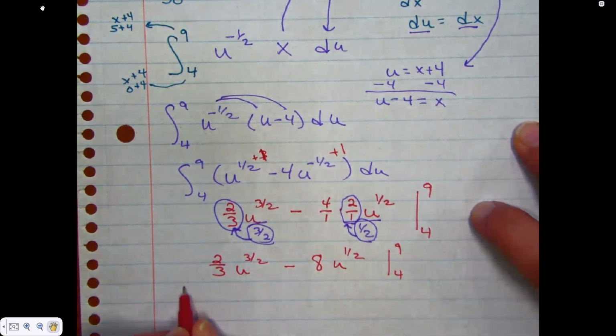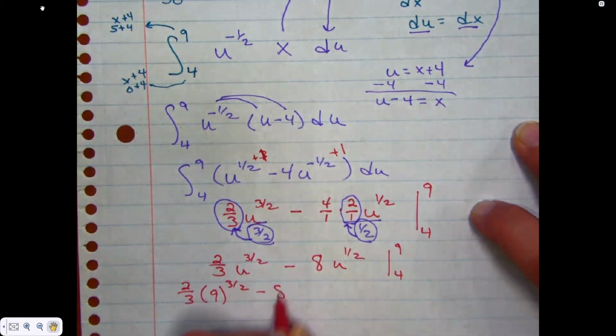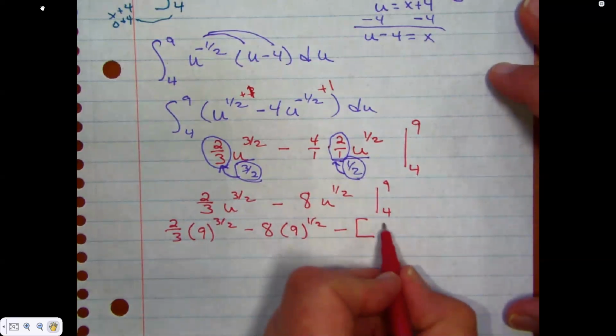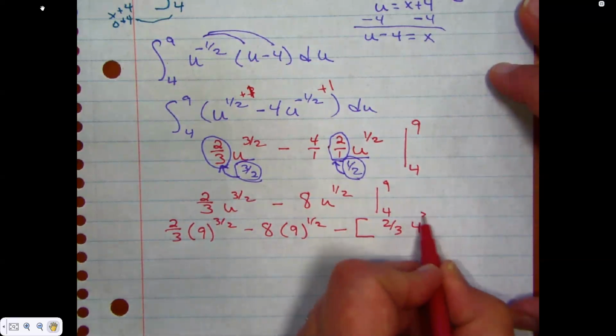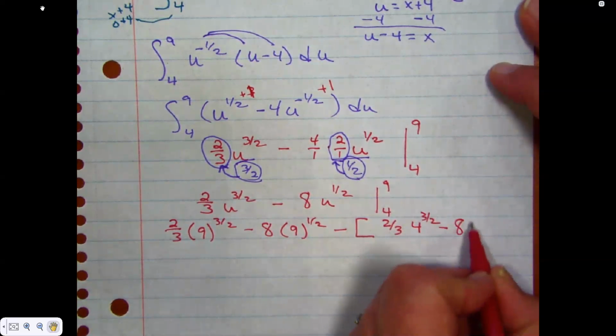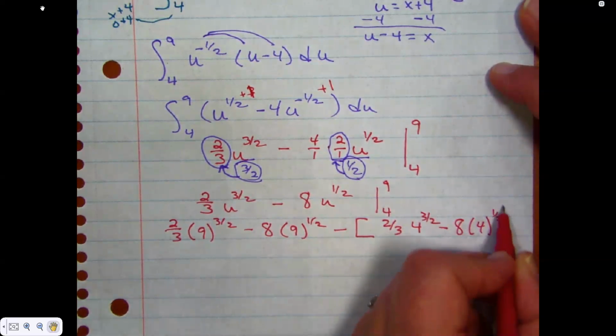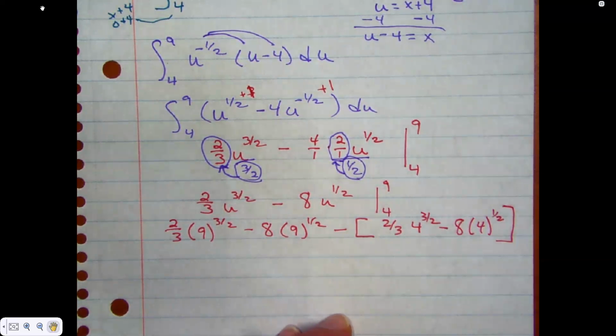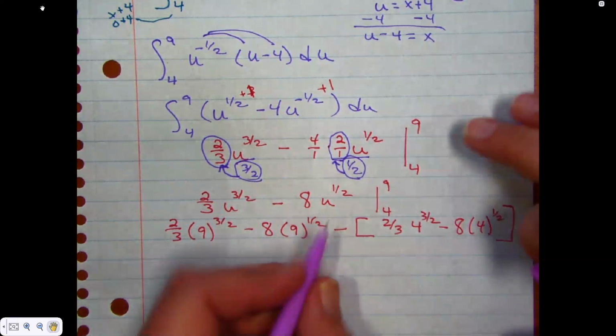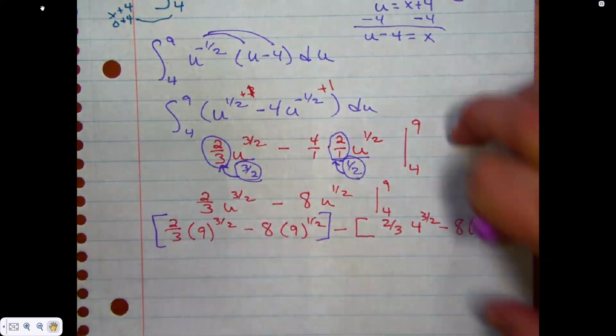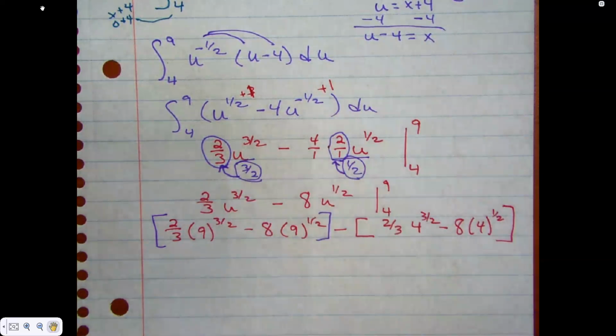Now you just take your time. 2/3, 9 to the 3/2, minus 8, 9 to the 1/2, and then minus, and then a bracket. We'll set it up, and then you do it all over again: 2/3, 4 to the 3/2, minus 8 times 4 to the 1/2. Okay, looks fairly messy, so use your calculator as much as you want. Remember, you can even put parentheses or brackets here. You do the first one with the 9, you do the second one with the 4, and then you subtract them.